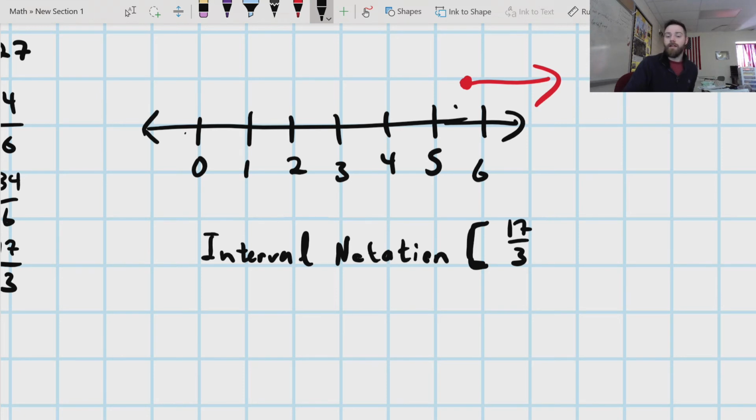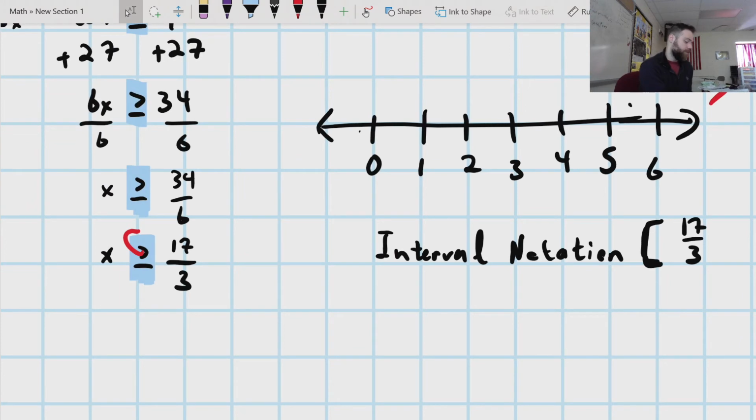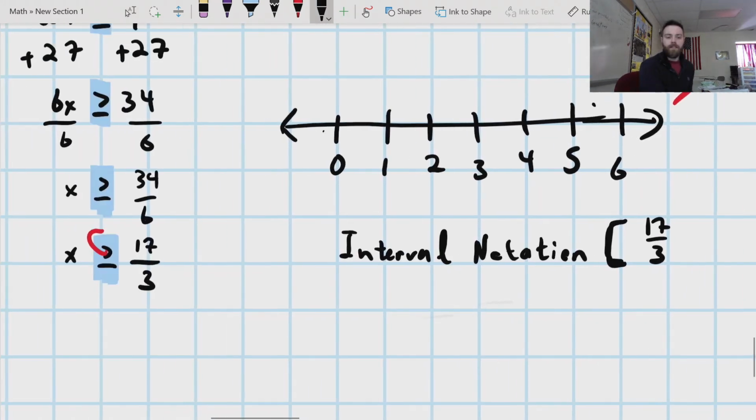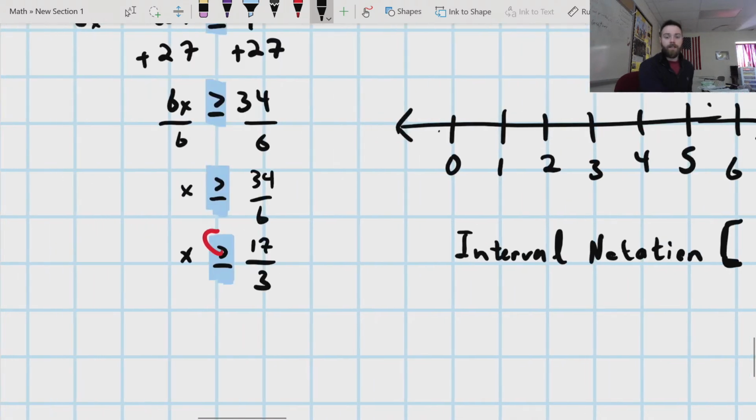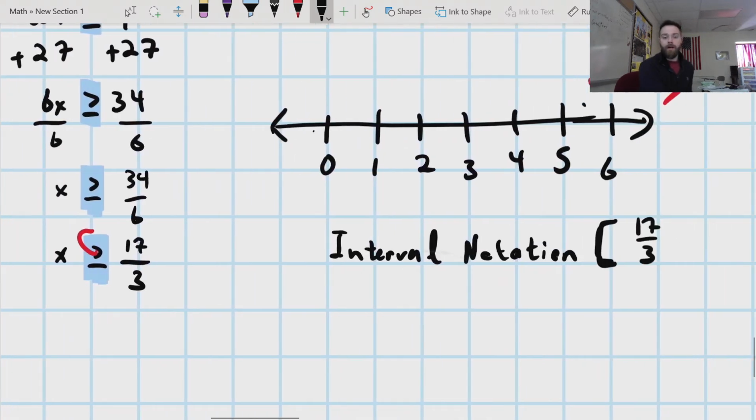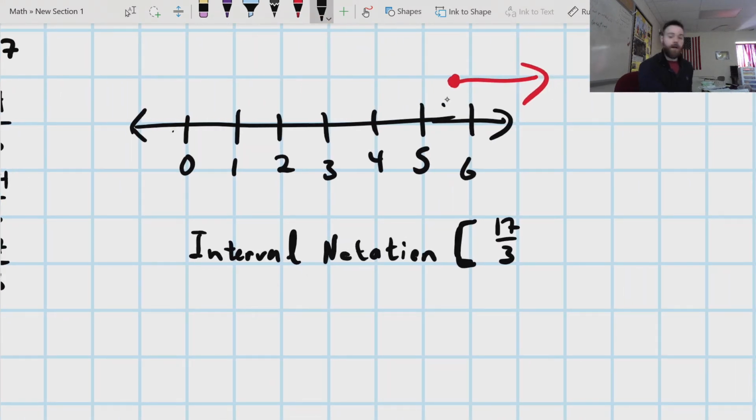So this is a closed bracket, not a parentheses, because it has an equal to symbol at the bottom. So if it has an equal to symbol, you get a solid dot and a bracket. If it has no equal to sign at the bottom, then it has an open dot and an open parentheses. And then if I take a look at this, the arrow is pointing to the right and it's going on forever, so it will go all the way to positive infinity. And that is it for that one. So we'll do another one.